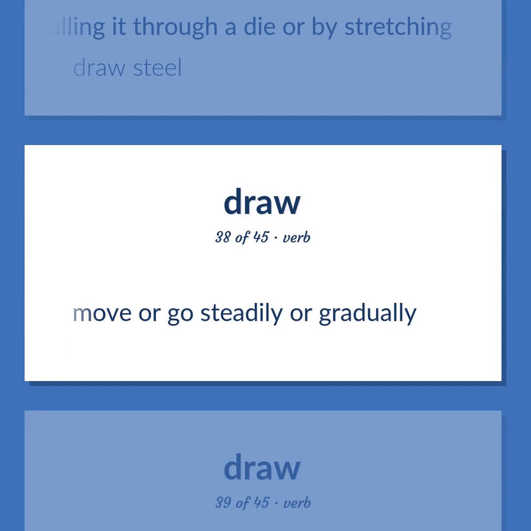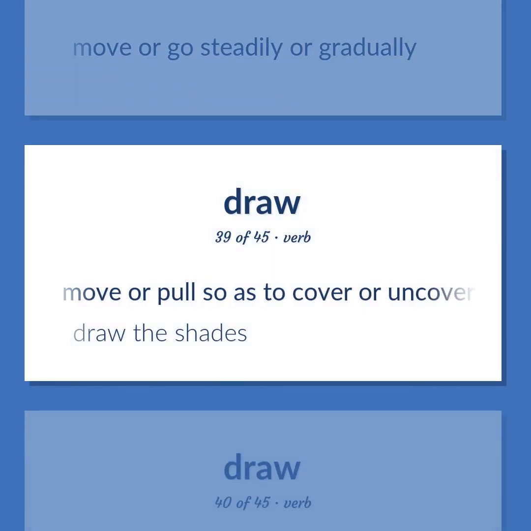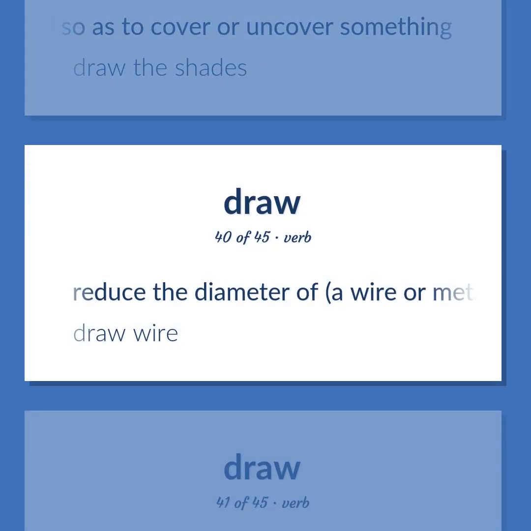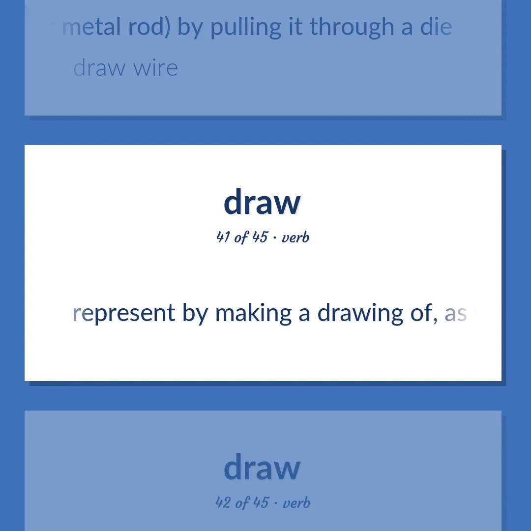Move or go steadily or gradually. Move or pull so as to cover or uncover something. Draw the shades. Reduce the diameter of a wire or metal rod by pulling it through a die. Draw wire. Represent by making a drawing of, as with a pencil, chalk, etc. on a surface.